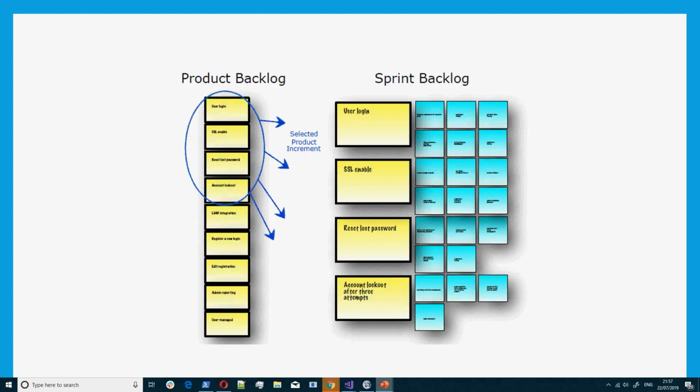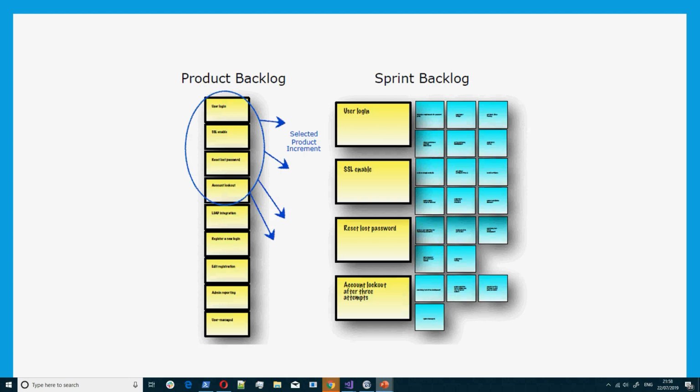And then in the product backlog, as you can see, what you are seeing at the left hand side could be considered as your product backlog. You have like 9 items in your product backlog. Out of that, you will select some of them. As you can see, 4 of them have been selected. So you move those 4 into the sprint backlog.